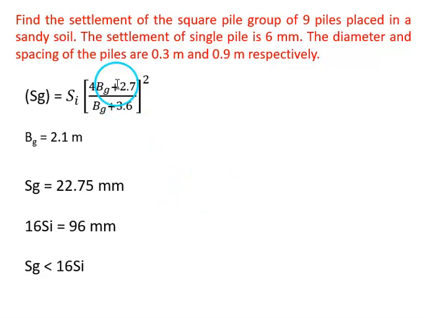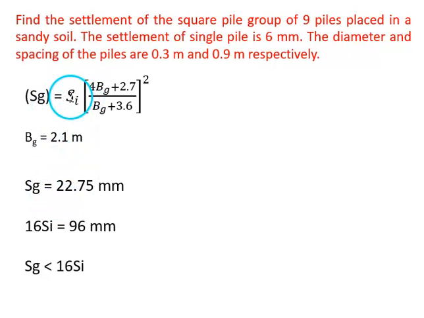So here also we have to estimate the settlement of pile group, but here the soil type is different. Here it is a sandy soil and the settlement of single pile is given as 6 mm. So in case of sandy soil, settlement of pile group equals Si into (4Bg plus 2.7 divided by Bg plus 3.6) whole square.